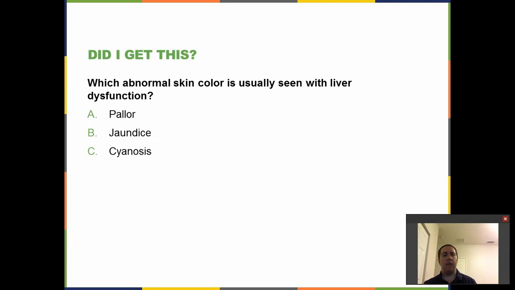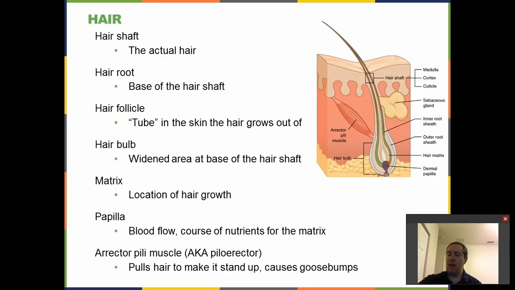So here's a question. Liver dysfunction, which skin color would we have? B, jaundice. And what color would that be? Yellow. Yeah.